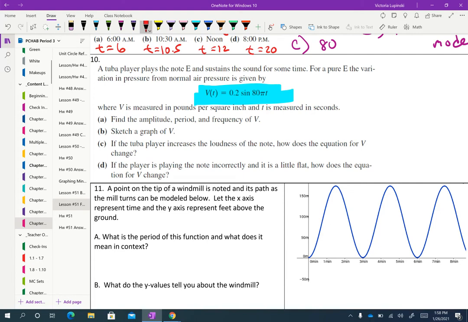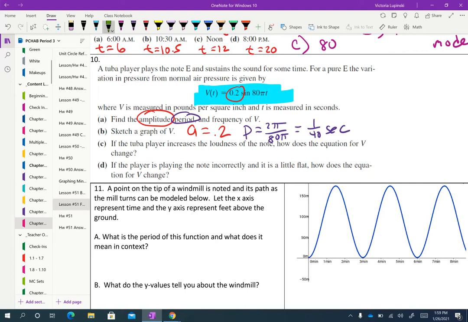So in part A here, it asks you for the amplitude, the period, and the frequency. So the amplitude, hopefully you remember that the amplitude in this equation is simply going to be the number out front. So the amplitude has a value of 0.2. Then for the period, you are going to do 2 pi over B, which in this case would be 80 pi. So 2 pi over 80 pi means you have a period of 1 over 40, and in this case, it's seconds.